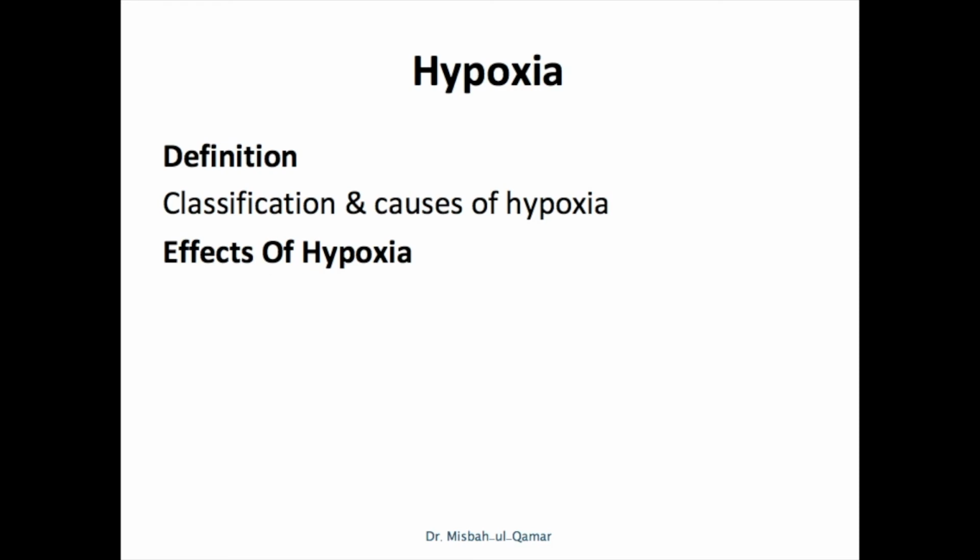And the factors which determine the class of the hypoxia, they are the oxygen in the arterial blood and oxygen carrying capacity of the blood, then the velocity of blood flow, and also the utilization of oxygen by the cells. So on the basis of these factors, hypoxia is classified into hypoxic hypoxia, anemic hypoxia, stagnant hypoxia, and histotoxic hypoxia. And each type of hypoxia, it may be acute or chronic. Similarly, the effects of hypoxia, they could be immediate and delayed.